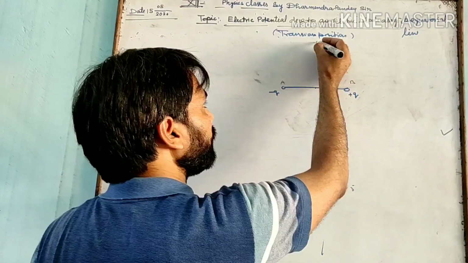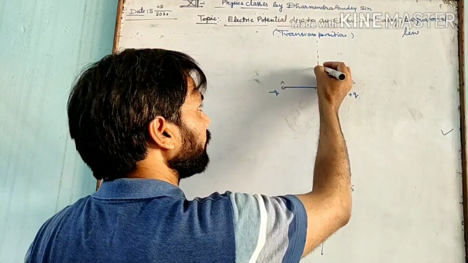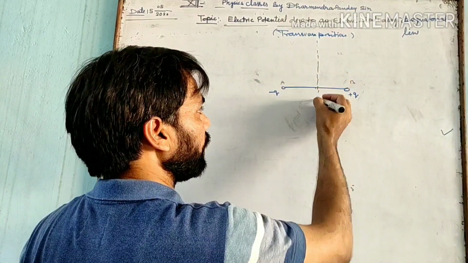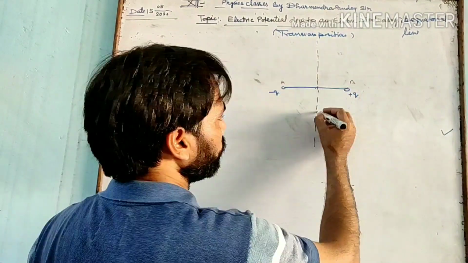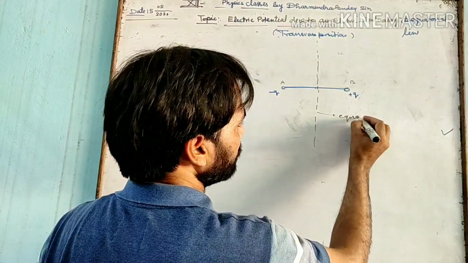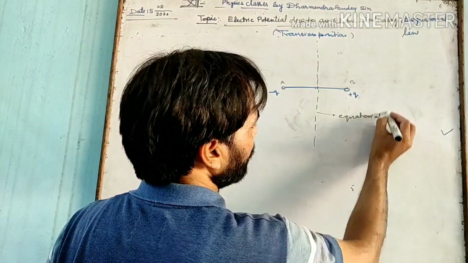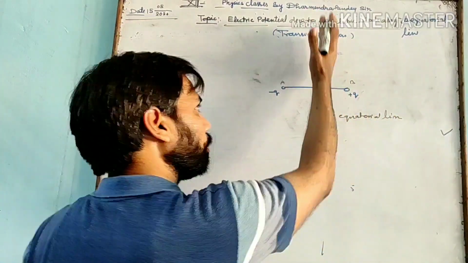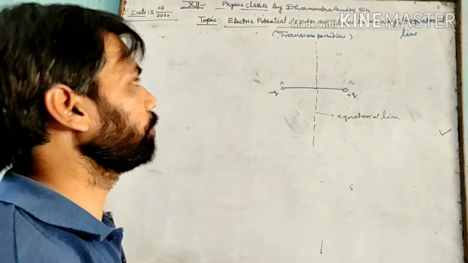The point P is either taken along upward or downward. This is known as the equatorial line. इसको क्या बोलेंगे? इक्वेटोरियल लाइन बोलेंगे, और इसमें जो प्लेन लाई करेगा that is called equatorial plane.